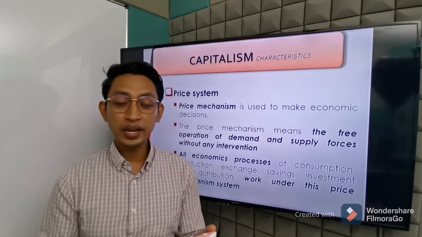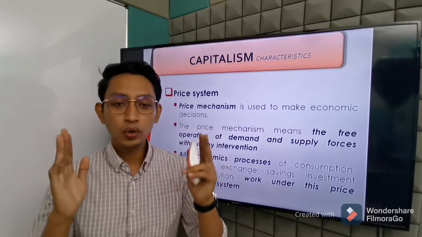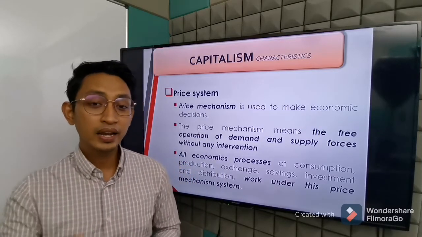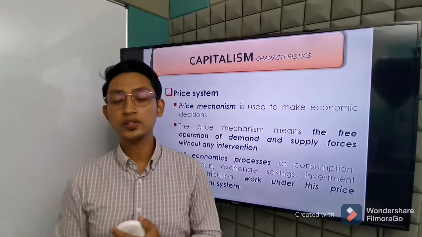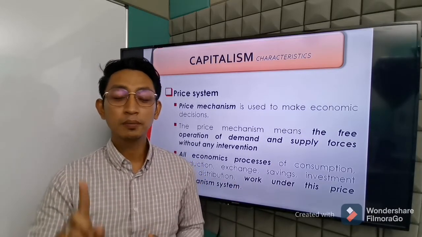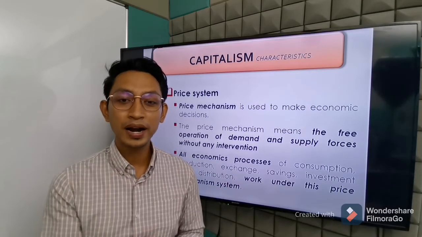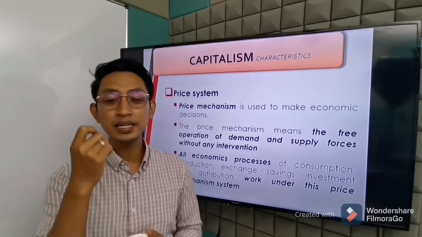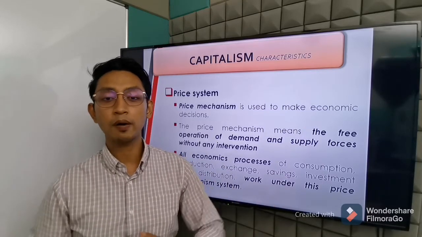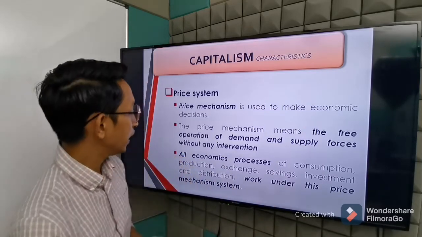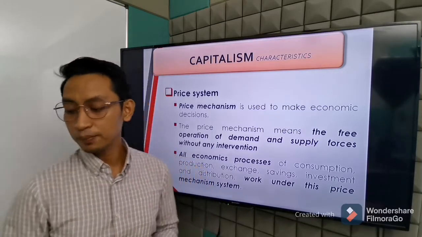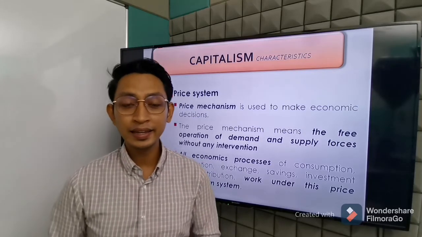Now my question is, who decides the price of ABC to be reduced from 5 ringgit to 4 ringgit? The answer is not the consumer, not the producer, but the interaction between both. That's what we call the price mechanism. The price mechanism is the one that decides that the price of ABC should reduce from 5 ringgit to 4 ringgit. So the price mechanism means the free operation of demand and supply forces without any intervention.